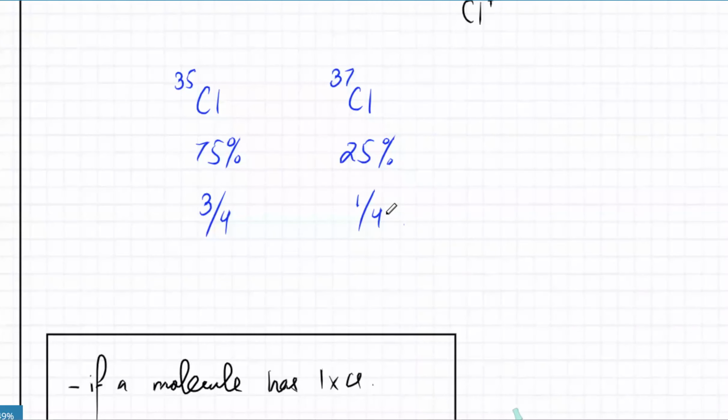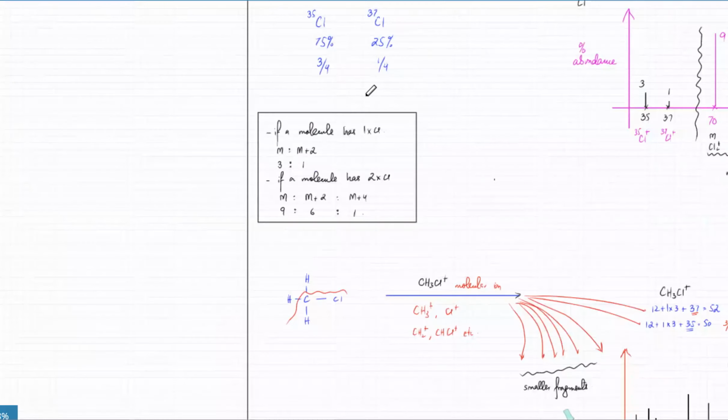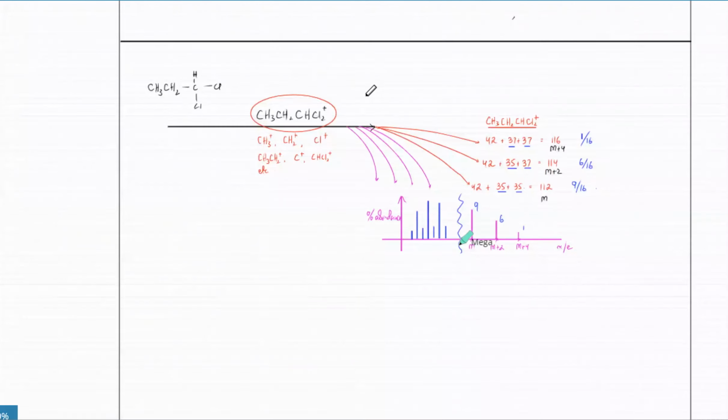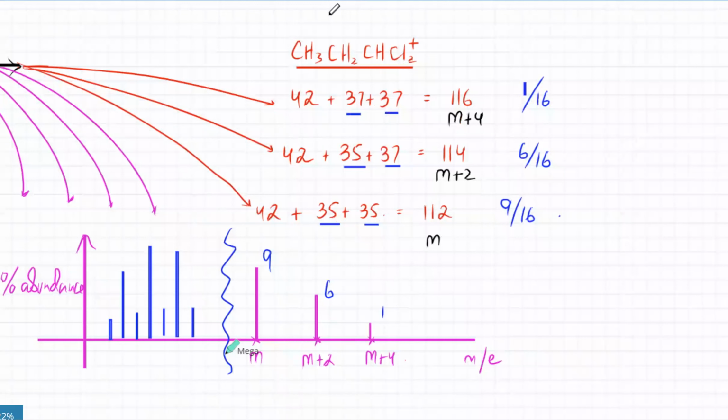Yes, sir. Out of every 4 atoms, 3 of them would be Cl35, 1 of them would be 37. So how did we calculate these probabilities? What's the chance of getting both Cls as 37? The probability of Cl37 is 1 by 4, and the probability of the other one also being Cl37 is 1 by 4. When you use and, probabilities get multiplied, Cl37 and Cl37. So it's 1 by 4 into 1 by 4, that gives you 1 by 16. Is that clear?